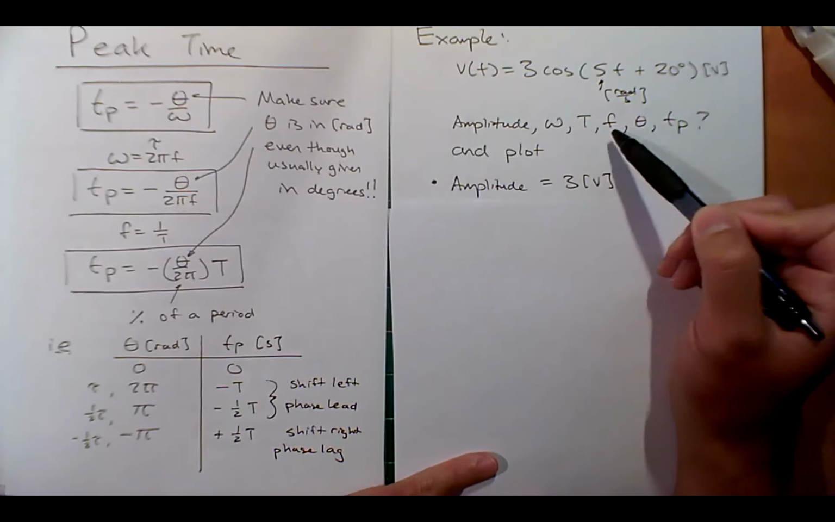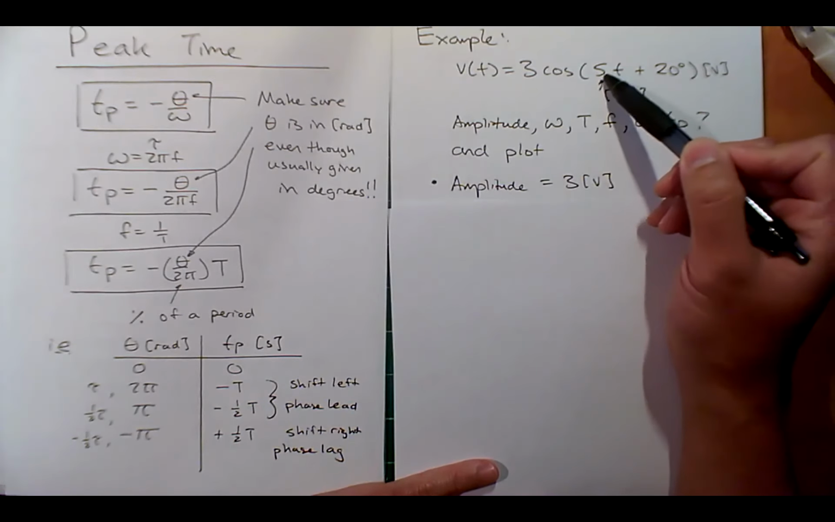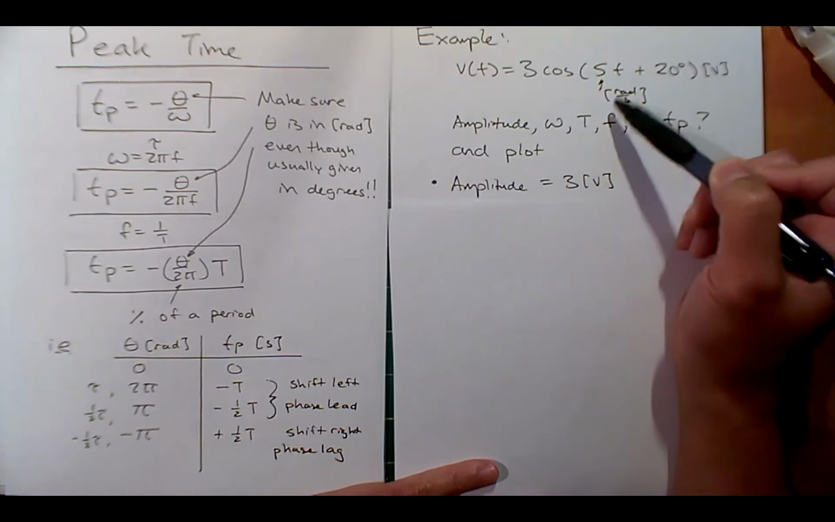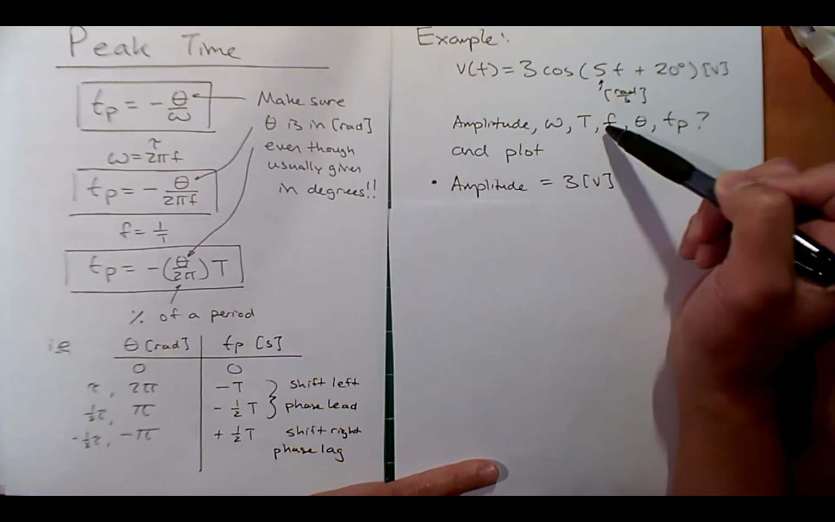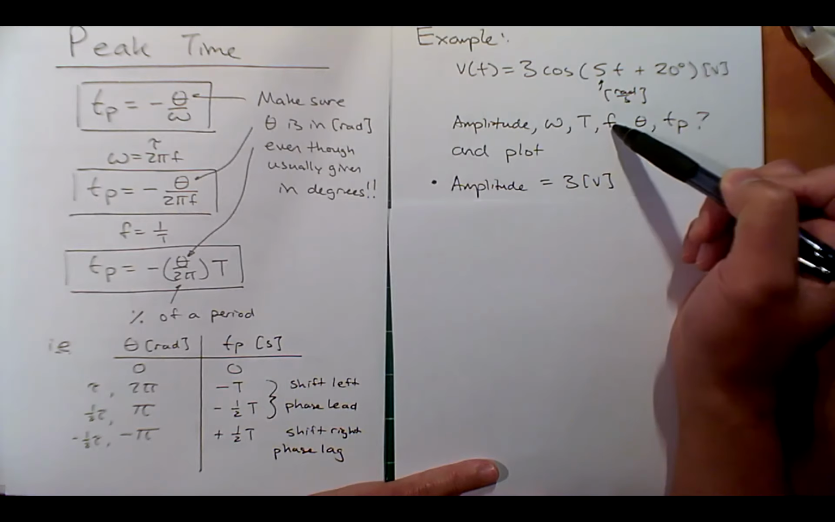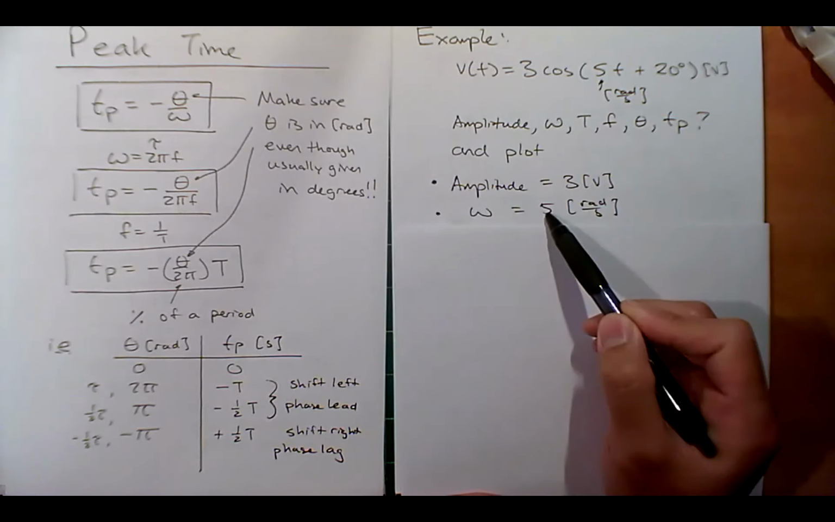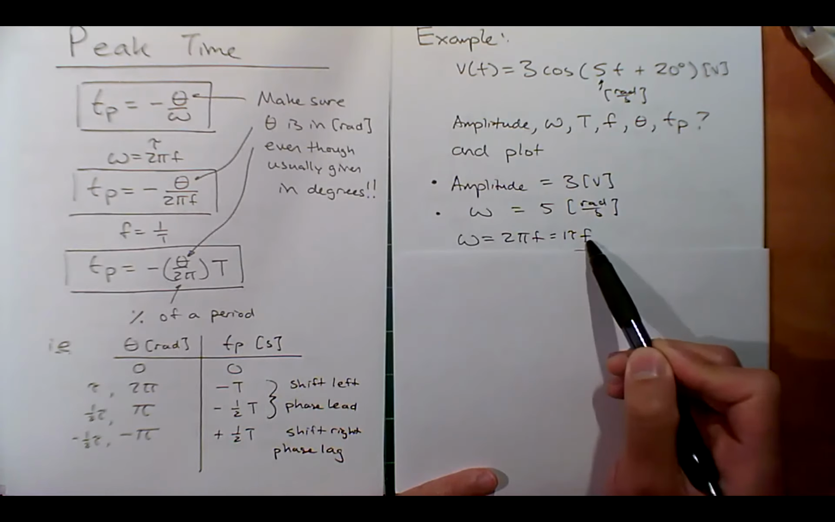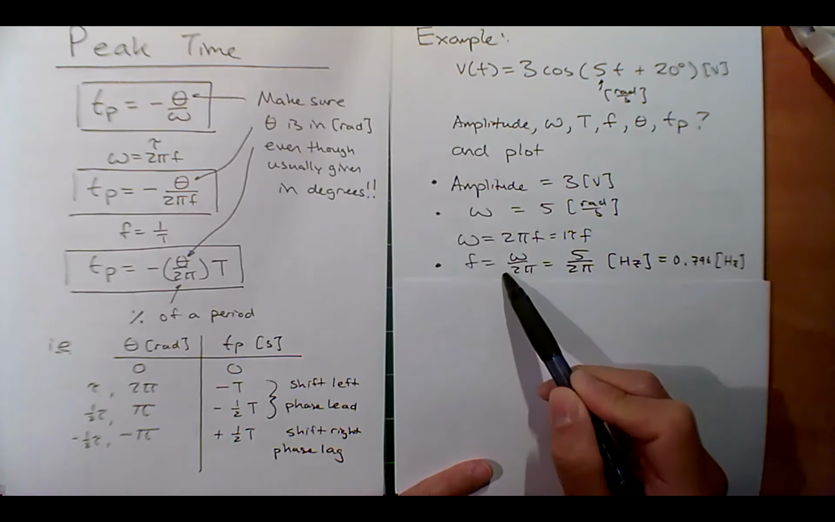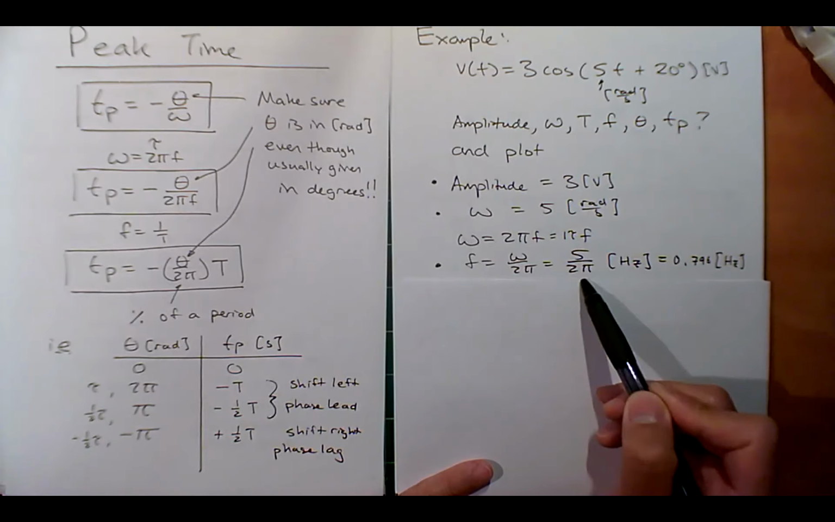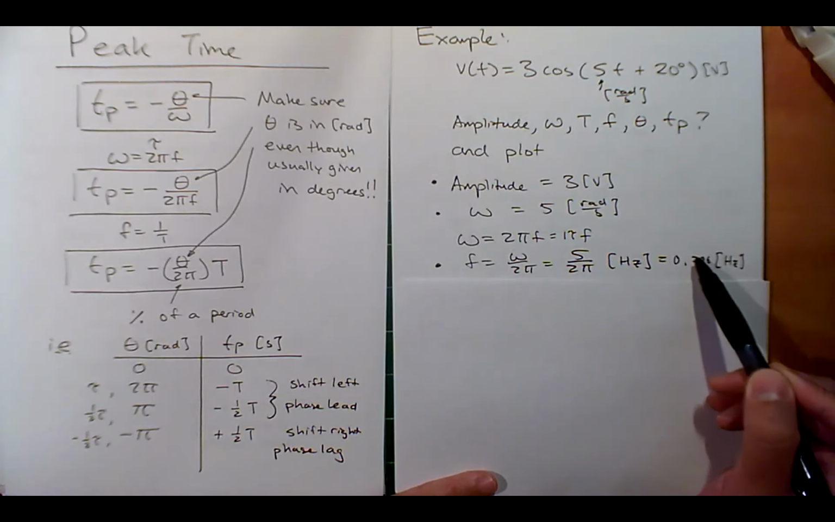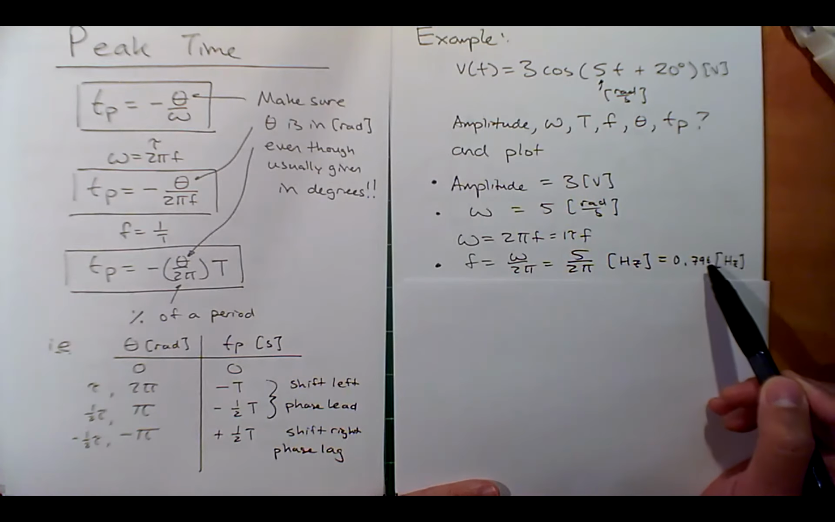What is the period and frequency? Well, that's from this. Remember, this is omega. So omega equals 2 pi f, so I can just divide this by 2 pi or 6.28 to get this. And then once I get this, I get the period. Omega equals 5, good, radians per second. f equals omega over 2 pi, or 5 over 2 pi, or 5 over 6.28. So 0.796 hertz. Good.